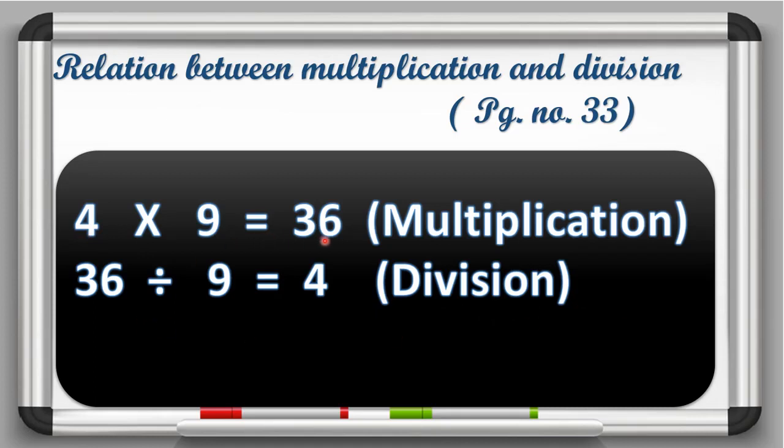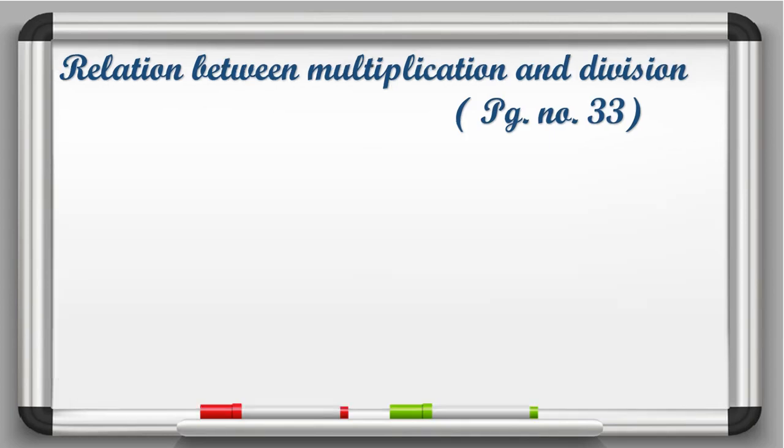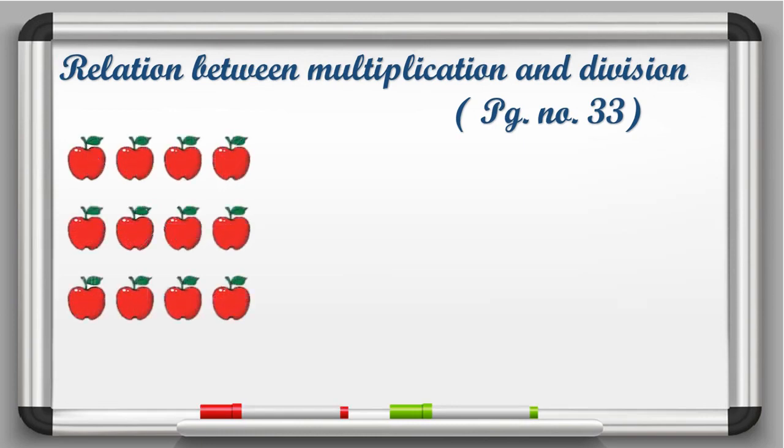Okay? And another division fact is that 36 divided by 4, okay, is equal to 9. This is also division. Understood, beta? So from one multiplication, we can make two division facts. Okay. Now we will learn it with the help of an activity. So here you can see, beta, we have some apples. So let's count how many apples we have.